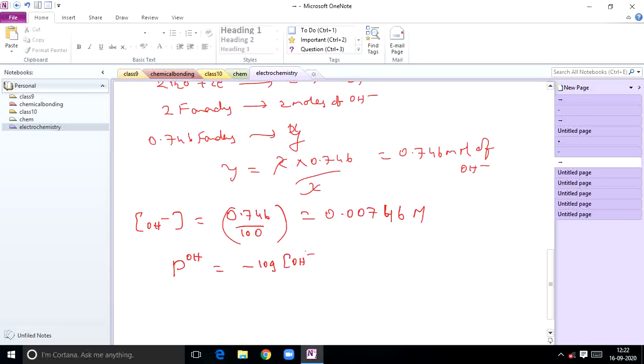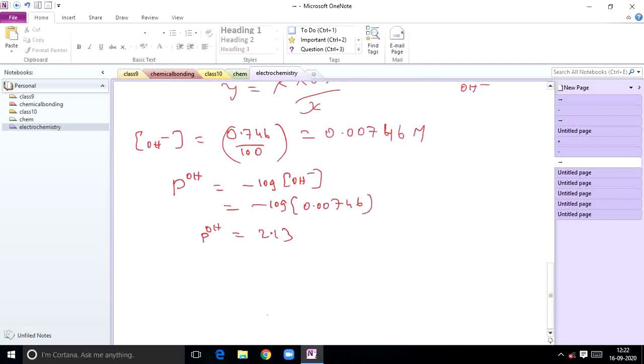So is it given pOH value? So from this pOH, if you calculate, substitute this 0.00746, you do that logarithm, you have to see the book. So pOH is equal to 2.13. So from this you can calculate pH plus pOH is equal to 14. From this pH is equal to 14 minus pOH. So you will get 14 minus 2.13, 11.87.